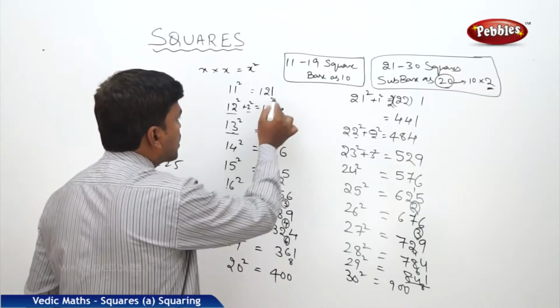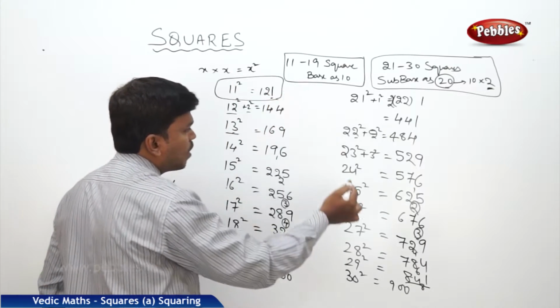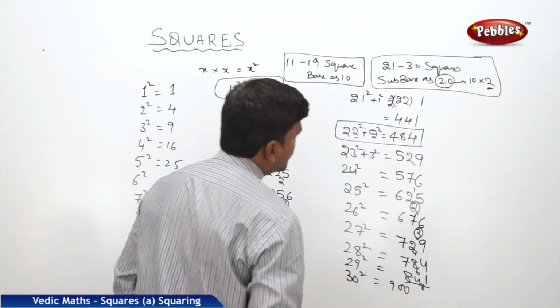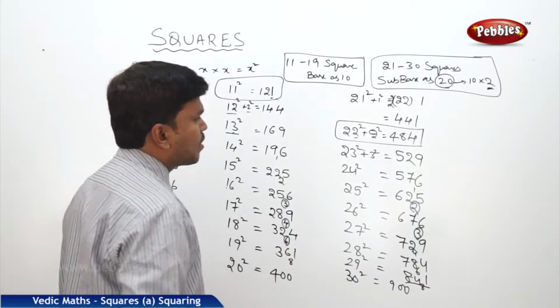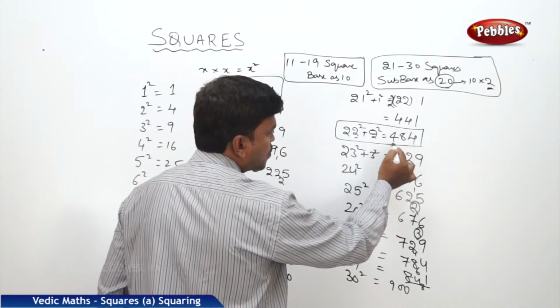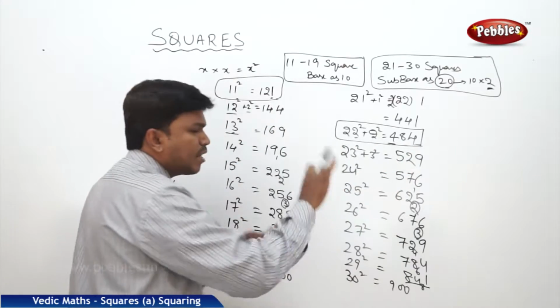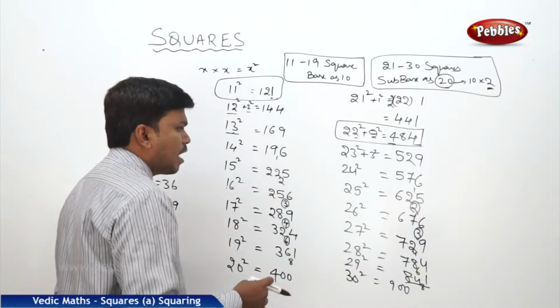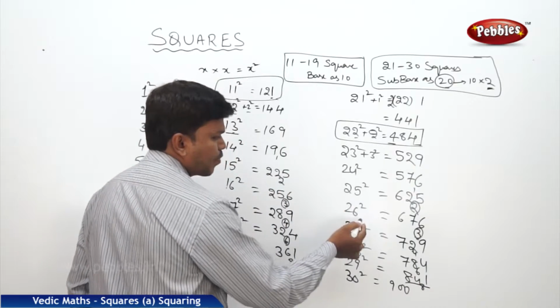The same logic is applied to 22 square also. But here what happened? See, 2 square is how much? 4. So 4 here, 4 here. In the middle, double of 4. So 484.